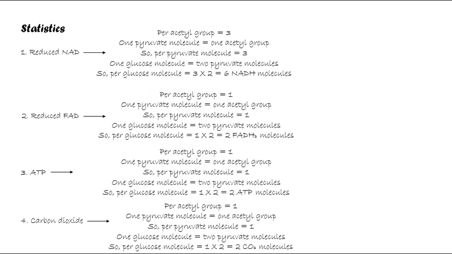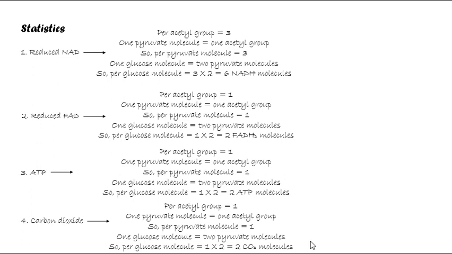And finally, when looking at the amount of carbon dioxide produced, per acetyl group, there is 1 carbon dioxide molecule produced. And as a result of that, per pyruvate molecule, there is 1 carbon dioxide produced. And finally, per glucose molecule, there is 1 times 2, which is 2 carbon dioxide molecules being produced.